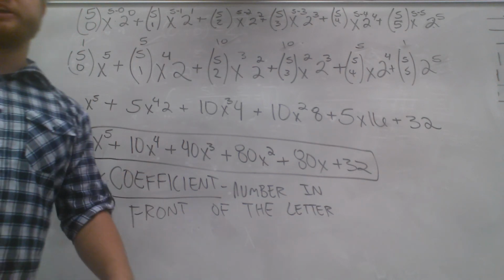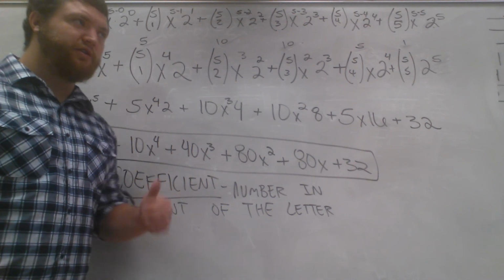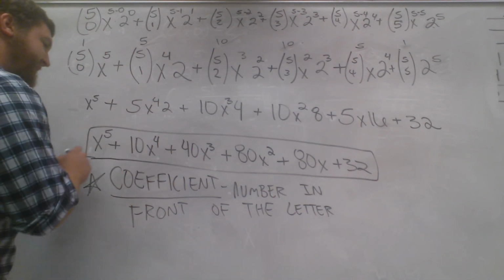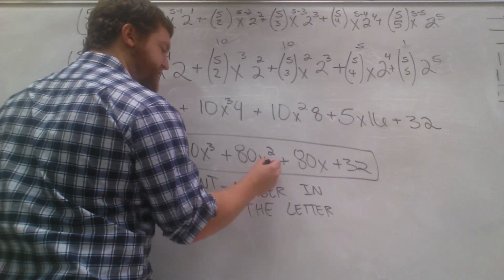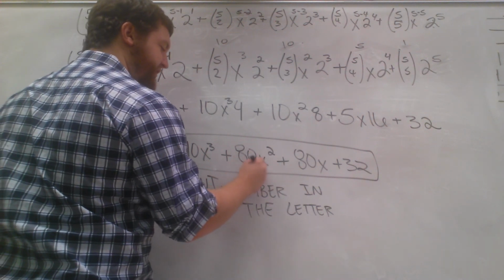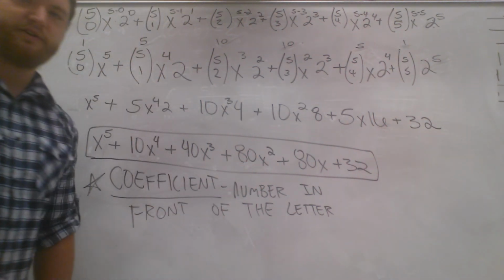Okay. It's going to ask you that. It'll say, what is the coefficient for x squared? Well, you would find x squared in here. Boom. There's my x squared. What number's in front of it? 80. Okay. I think that's number 1 on your homework, actually.